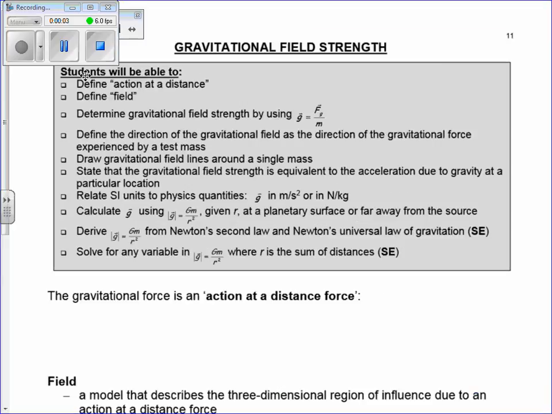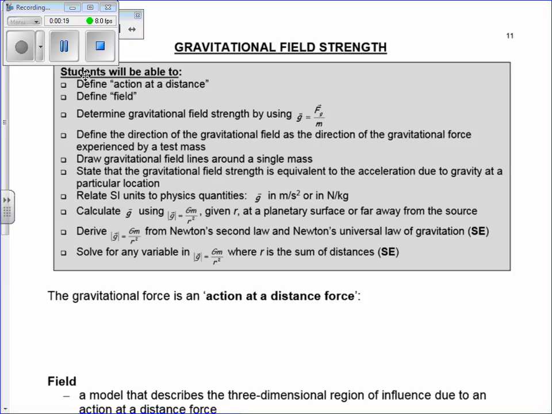Physics 20s. We're going to talk about gravitational fields today. Hopefully you can hear me, and if at any time you need to stop the video to catch up, feel free to do so. We'll start here quickly with coloring the outcomes. So we're going to talk about gravitational field strength.